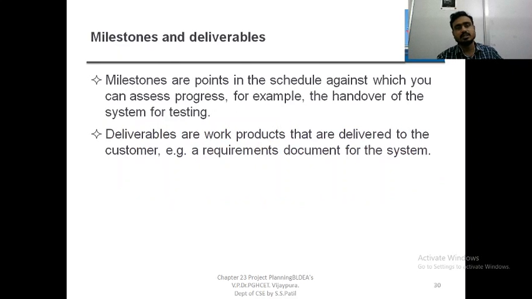Next, milestones and deliverables. Milestones are the points in the schedule against which you can assess progress. So when you start the project, there should be a first milestone, next a second milestone, and finally you are going to reach the goal. And deliverables are the work products that are delivered to the customer when required. So this is all about milestones and deliverables.